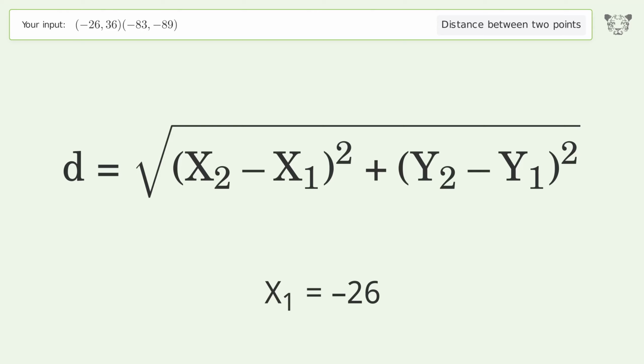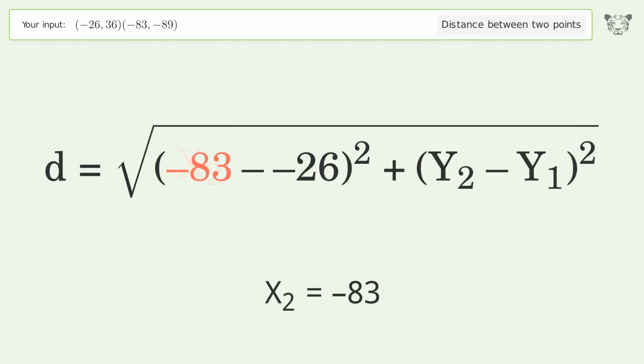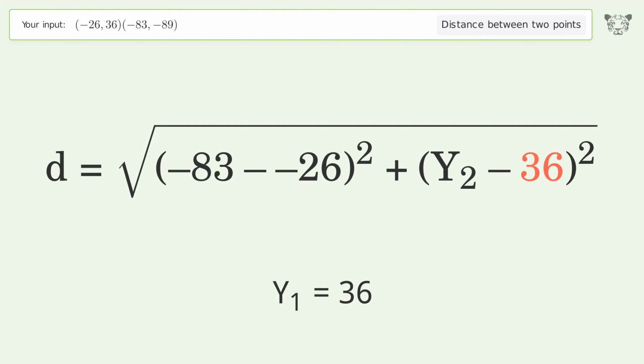x1 equals negative 26. x2 equals negative 83. y1 equals 36. y2 equals negative 89.